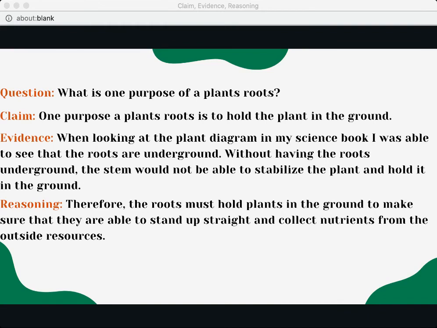Then, it is time for the students to provide evidence about their claim. This student was looking at a plant diagram in a science book and chose to use that as evidence to support their answer. Lastly, the student provides reasoning as to how this evidence is supporting their claim by explaining that based off of what they saw, the roots must hold the plant in the ground to make sure it is able to stand, be stabilized, and collect nutrients.